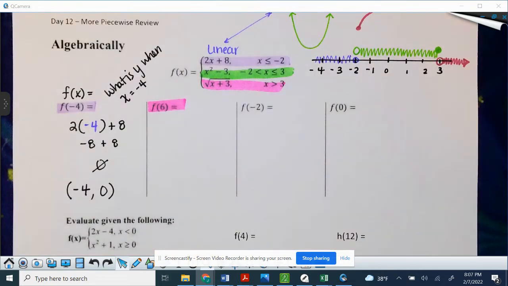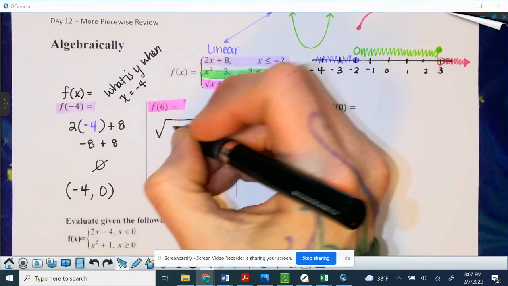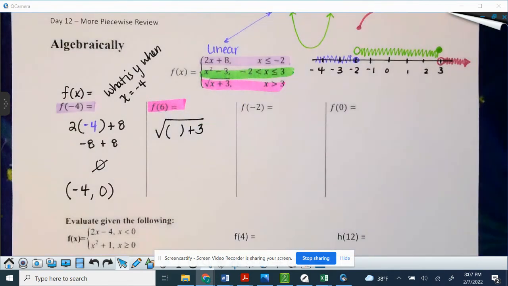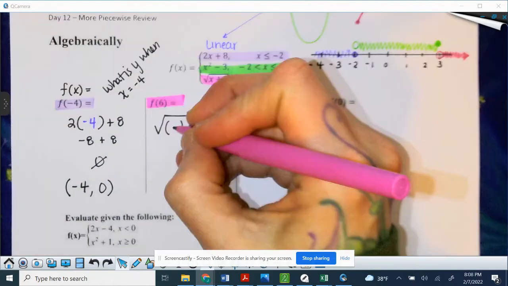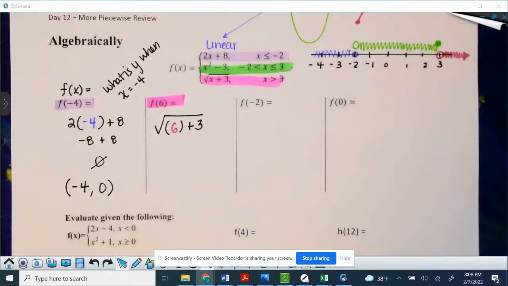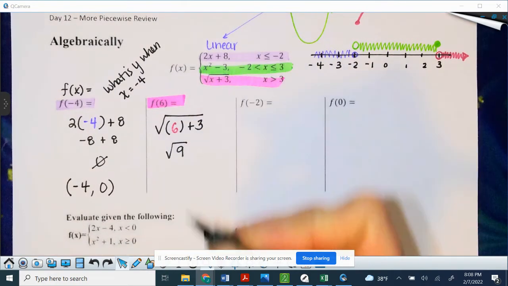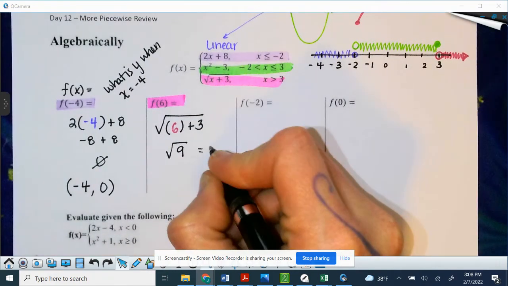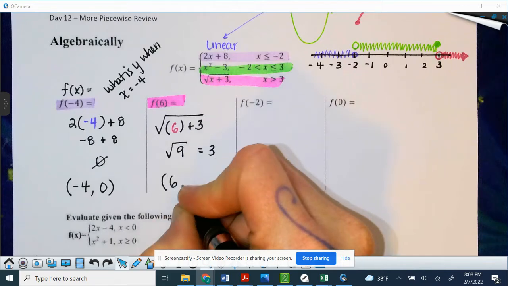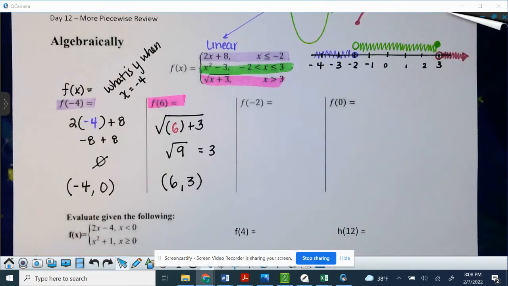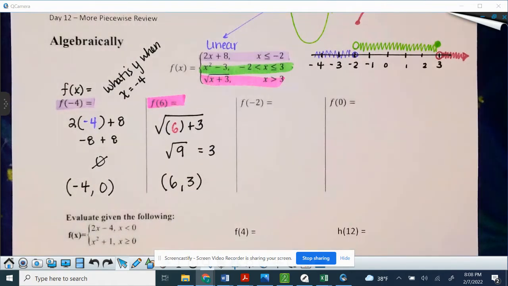And that means we're going to do the radical plus 3. And then we're going to plug in that 6 in the place of x, and then we're going to solve it. So 6 plus 3 is 9. So we're going to take the square root of 9, which is going to be 3. Which means when x is 6, y is going to be 3 for this one. Or the output is 3, or y equals 3, or f of 6 is equal to 3 would be another way to say it.